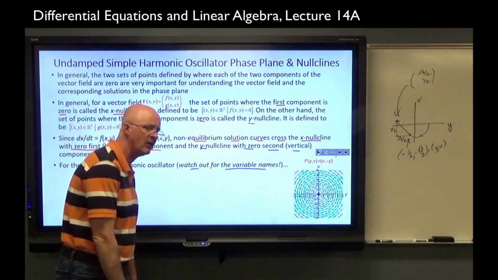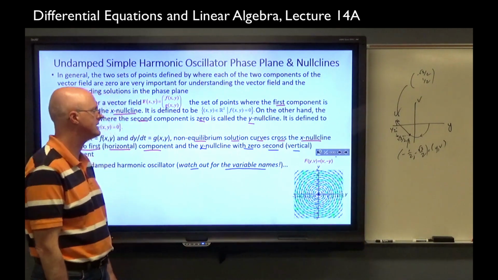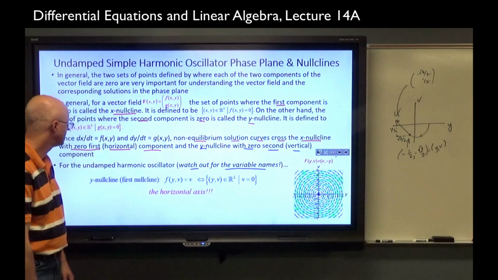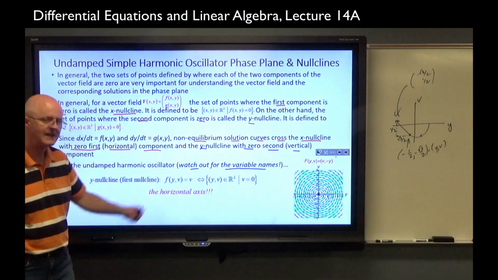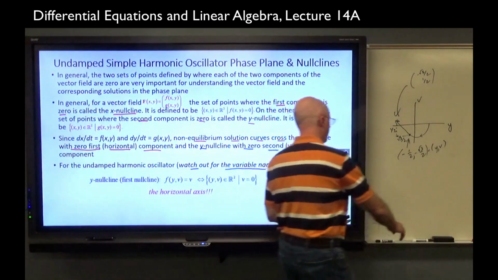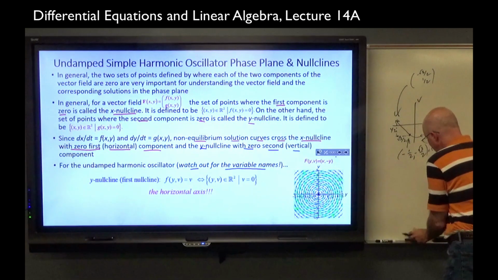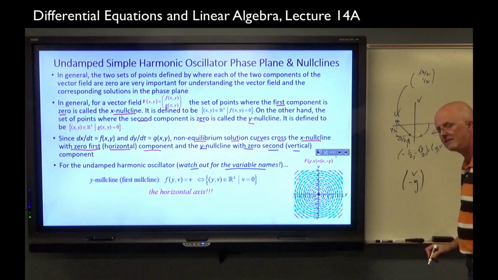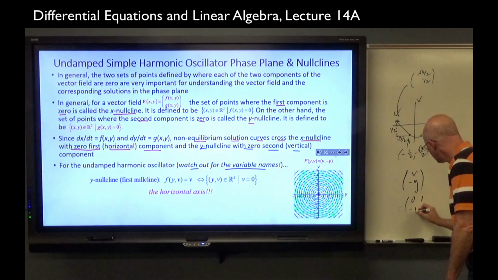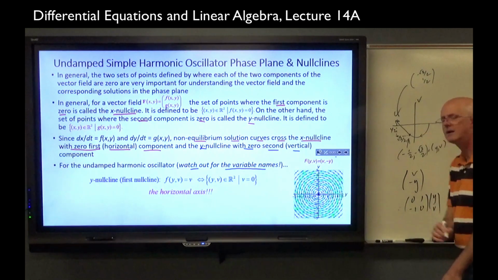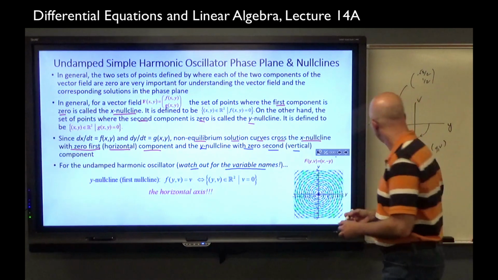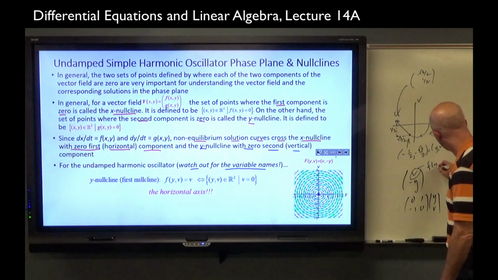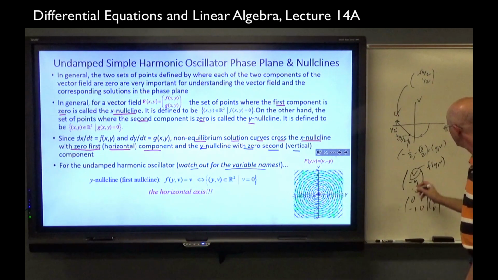What's the y nullcline, which is where the first component dy/dt equals 0? The little f of y,v is v, right? Because our system, the vector field, was v, negative y, right? That was the matrix 0, 1, negative 1, 0 times y, v. The little f of y,v equals v, and the little g of y,v equals negative y.